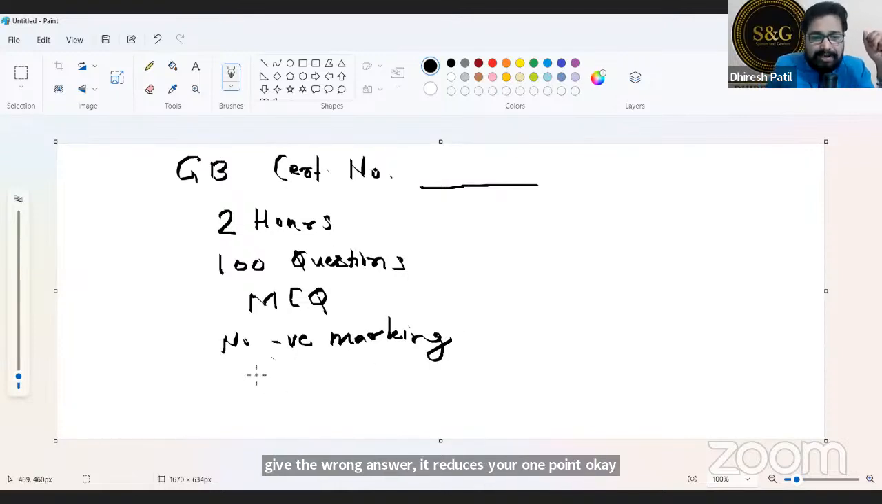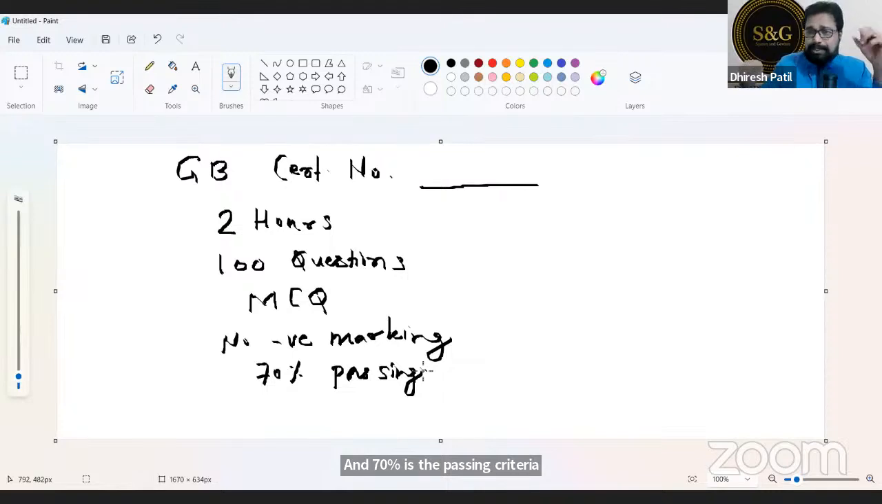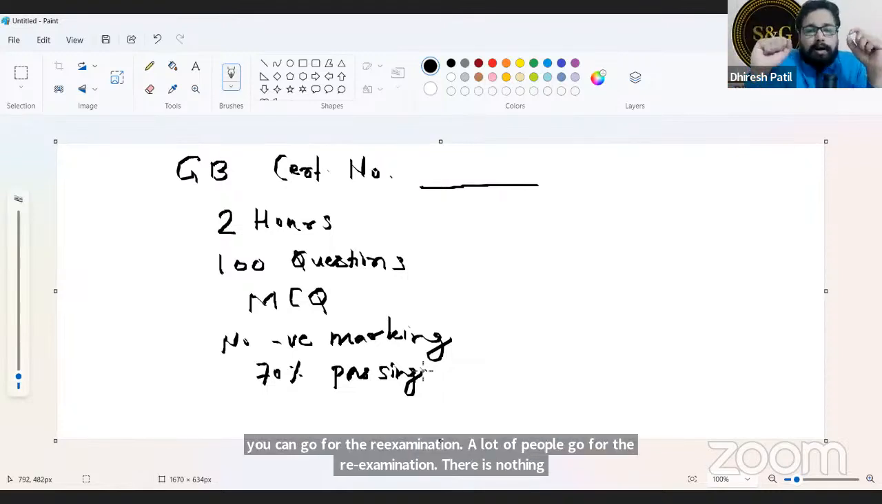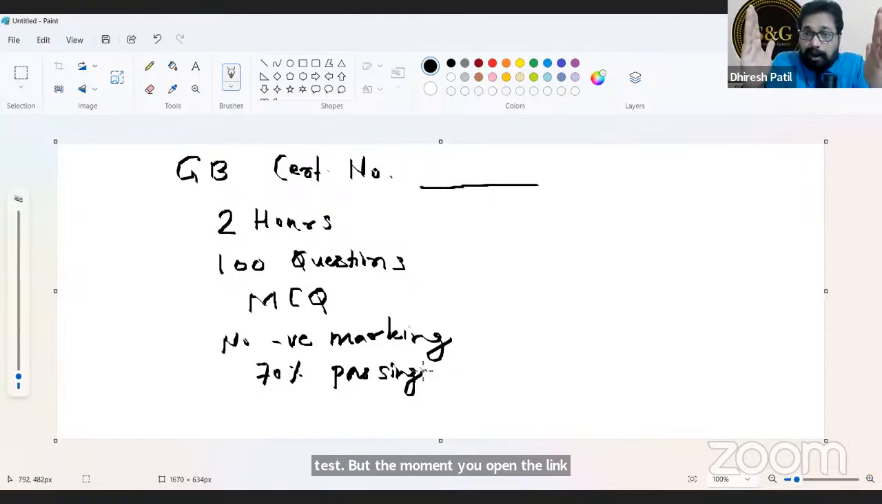Okay, and 70% is the passing criteria, right? And you can go for the re-examination. A lot of people go for the re-examination. There is nothing wrong in that. Okay, and again, it's an open book test. But the moment you open the link, it will stay open for 2 hours, and it will get submitted automatically. Okay, so this is how the examination works.